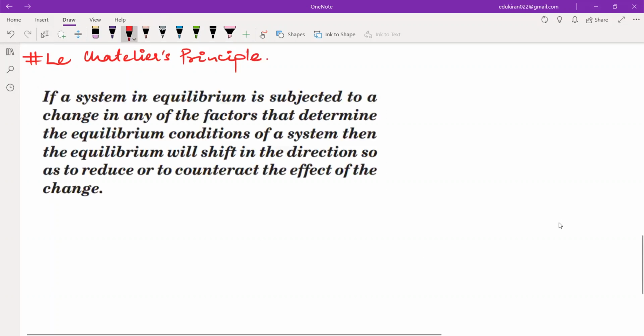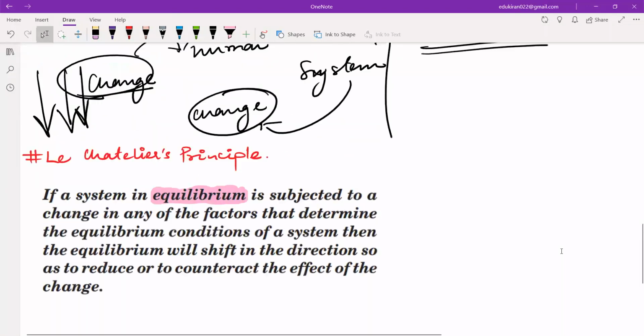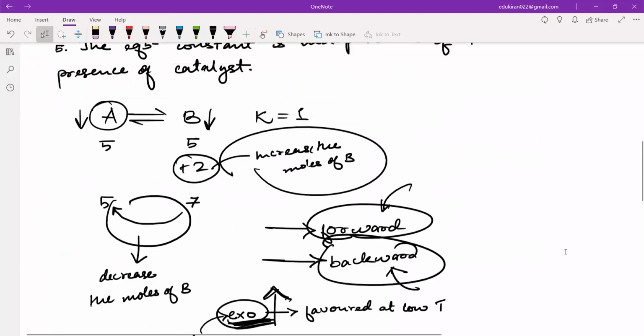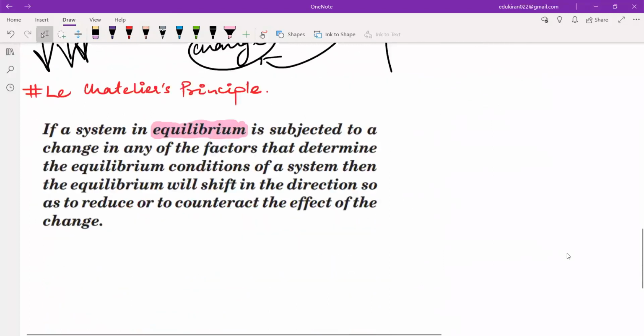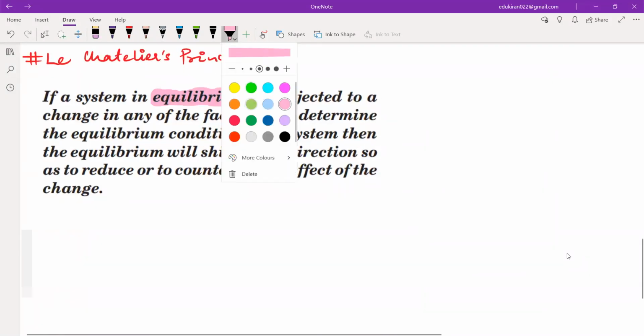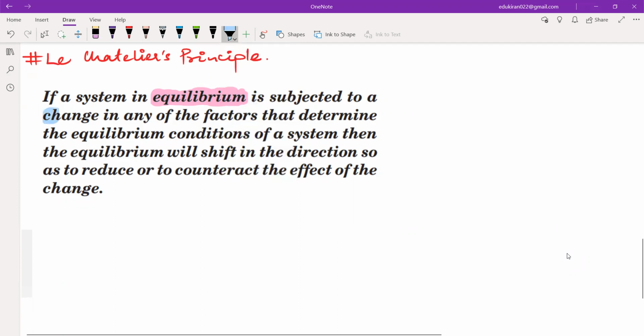Okay, see, he starts with a system that is in equilibrium. Yes or no? If a system is in equilibrium, first of all, he established that we have an equilibrium, and that is also the first thing that we did here. We started with A and B, both having 5 moles, and K equal to 1. It is subjected to a change. Now see, who is doing this change, guys? Human or system? Human. Our first change is done by human in any of the factors that determine the equilibrium.